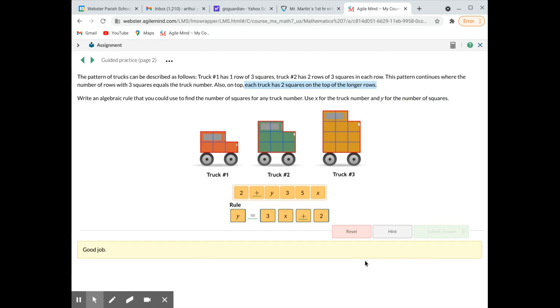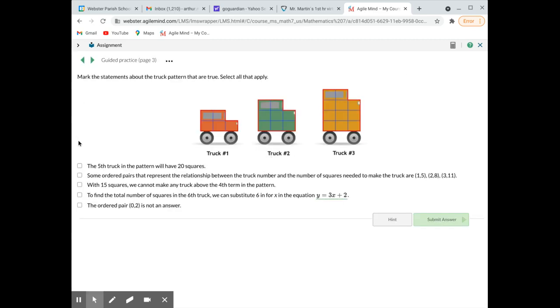Does anybody have a question about that one? All right, moving right along. Number 3. Mark the statements about the truck pattern that are true. Select all that apply. Chandrik, what's one that's true?